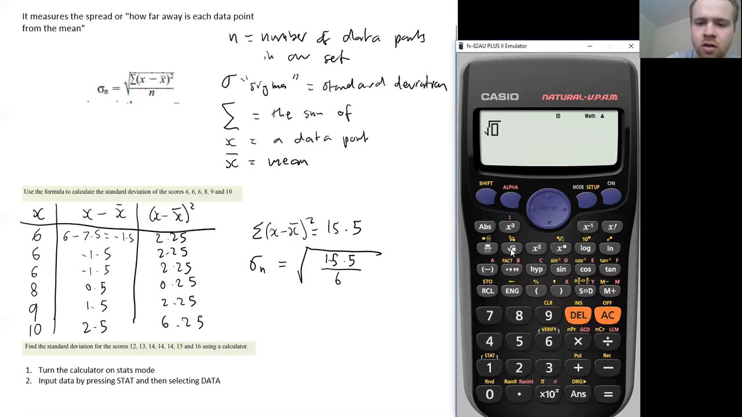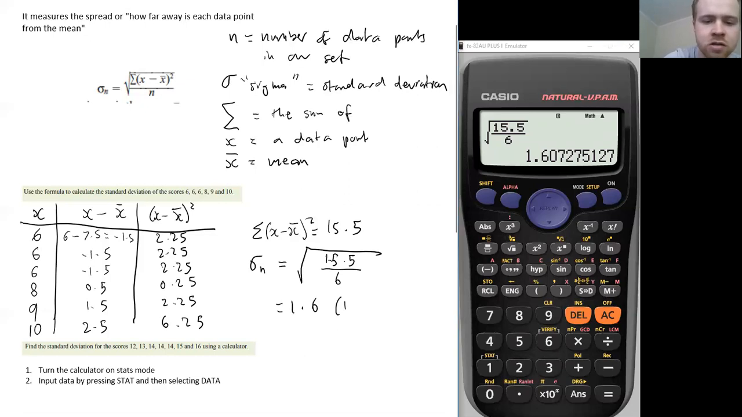So square root fraction 15.5 over 6 equals. Often you're going to get a number that's quite long, so you'll have to simplify it to 1 or 2 decimal places. We're going to go to 1 decimal place. So 0.6, to 1 decimal place, is our standard deviation. Pretty crazy that we had to do all of that just to find out one number.